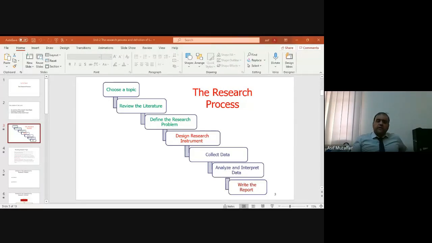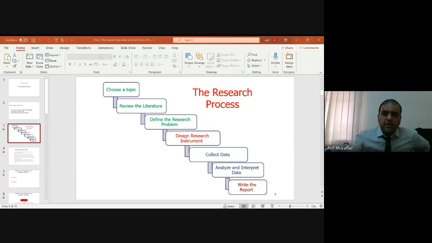Or ICT, integrated communication technology, something like that. So this is the keyword. This is not a full topic. This is the keyword. So what I will do after that, I will review the literature related to these keywords.